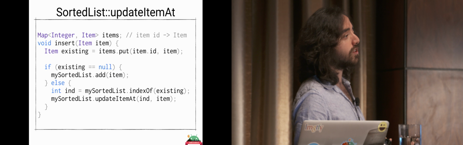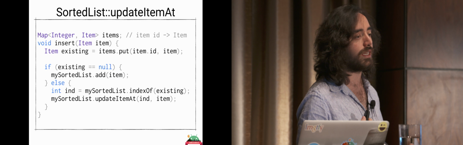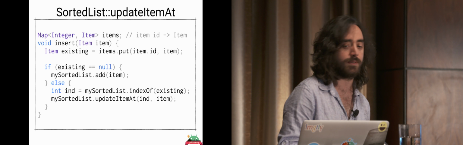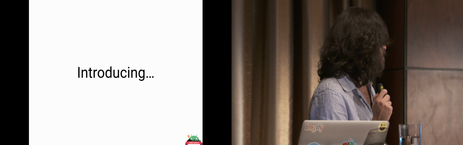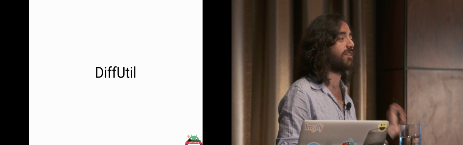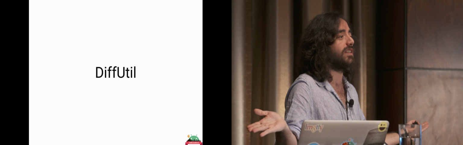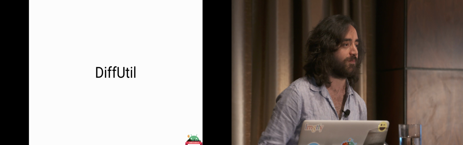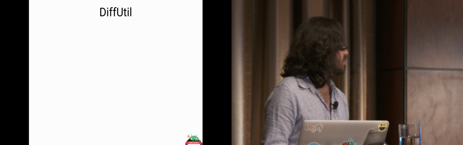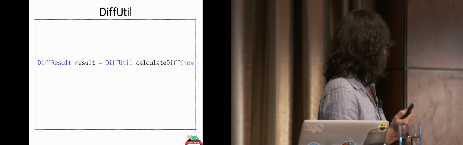Now this works very well, but if you also have deletions, you need to do a lot of bookkeeping. It's not very straightforward. And we have something better coming up for this. So in the next version of RecyclerView, we will have this new class called DiffUtil, which is very simply you have two lists and it calculates the difference for you. Magic. So let's look at the API very briefly.